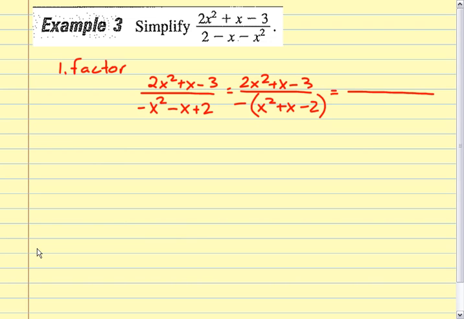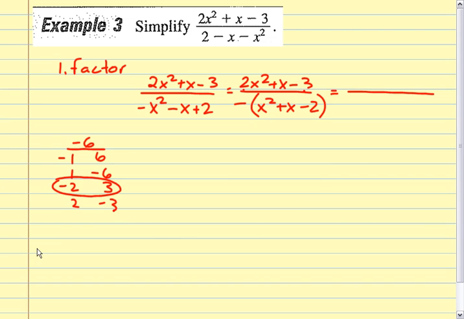Okay? Now, I want to factor the top, and I want to factor the bottom. I'm just going to do the AC method just because I like it. AC method means I multiply the leading coefficient, the A, times the C, and I get negative 6. What are the factors of negative 6? Negative 1, 6, 1, negative 6, negative 2, 3, and 2, negative 3. Which of these sums gives me positive 1? Well, negative 2 and 3 gives me positive 1.